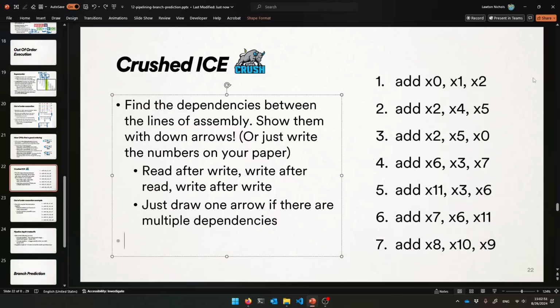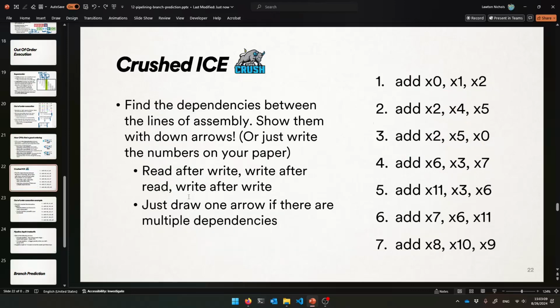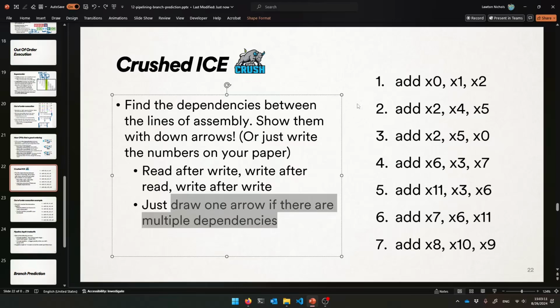Try to find the dependencies between them, or you can just write down numbers, whatever you want. So you've got read after write, write after read, and write after write. Draw an arrow if there's a dependency, kind of like I'm doing here. Draw an arrow from one to the other, like you cannot swap these. They must remain in that order. And if there are multiple dependencies between the same pair of lines, you just draw one arrow.